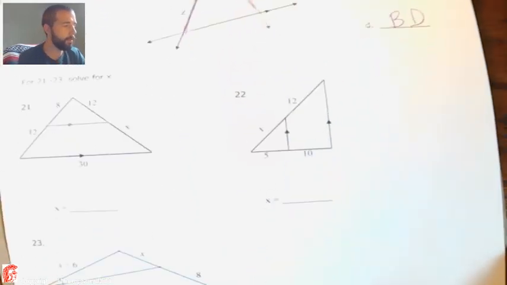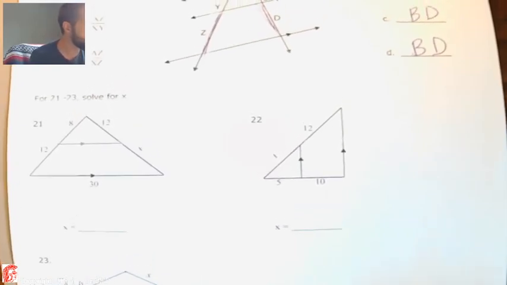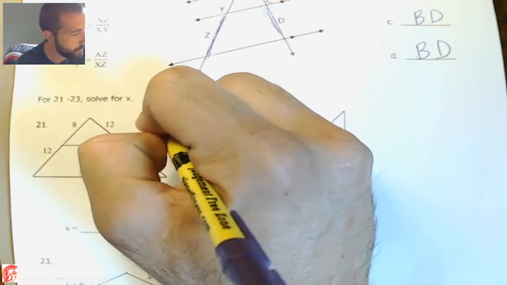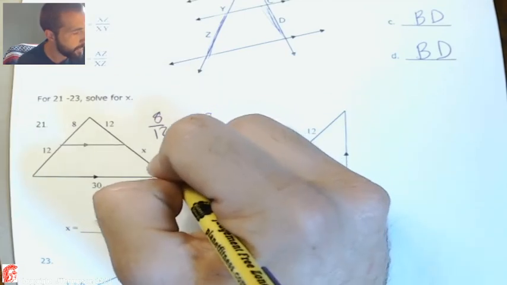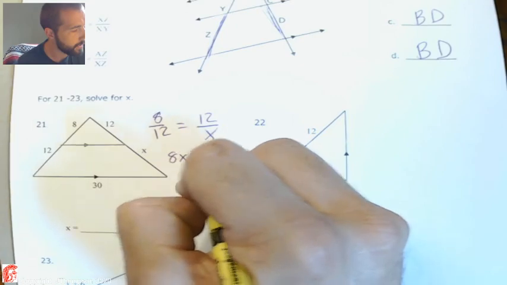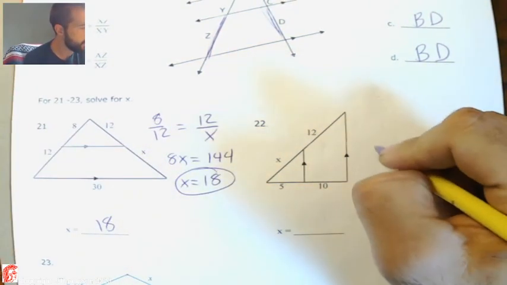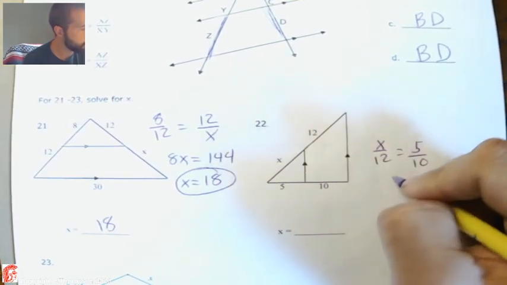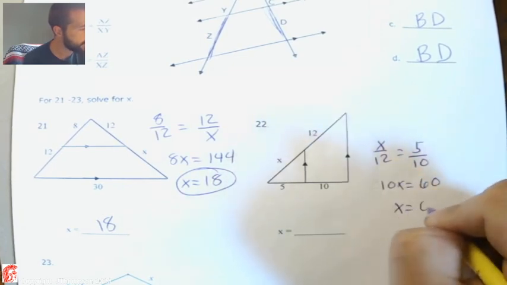All right, and then we're going to finish it up with just a few more similar triangles. So here, this one, we have the parallel lines, so we're going to use our triangle proportionality theorem. So that would be 8 over 12 equals 12 over x. Cross multiply, we get 8x equals 144, and then divide by 8, and you get x is 18. For number 22, it's going to be x over 12 equals 5 over 10. Cross multiply, you get 10x equals 60. And then divide, and you get x is 6.